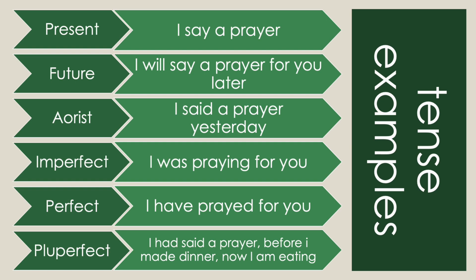Imperfect is usually translated with the word was and an ing word in English. I was praying for you, and its aspect is that it is ongoing, whereas the perfect is a completed action. So it was begun in the past and has been brought to completion. So I have prayed for you. And the pluperfect is a tense which gives us an act before that past tense, before the perfect usually. So I had said a prayer before dinner, now I'm eating.